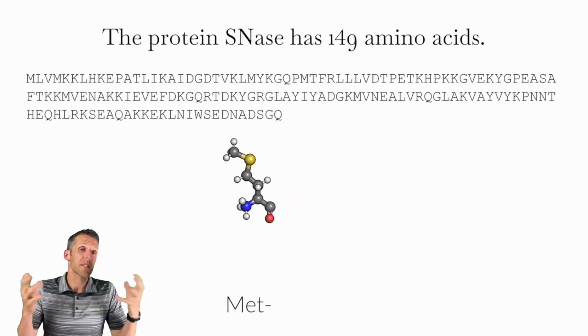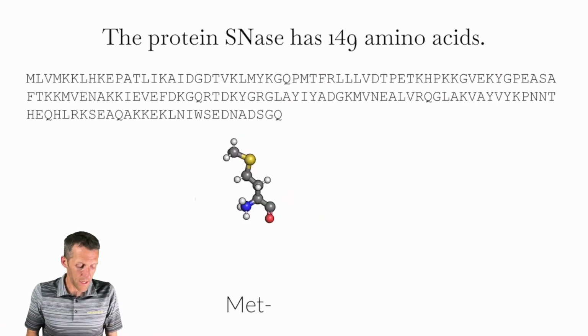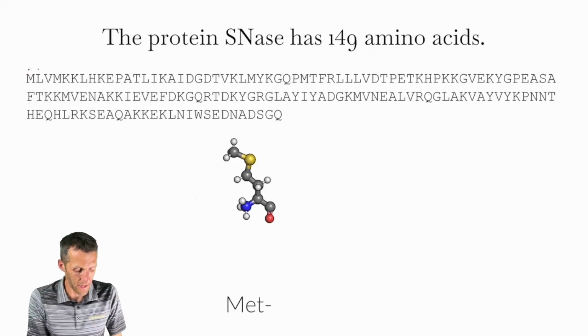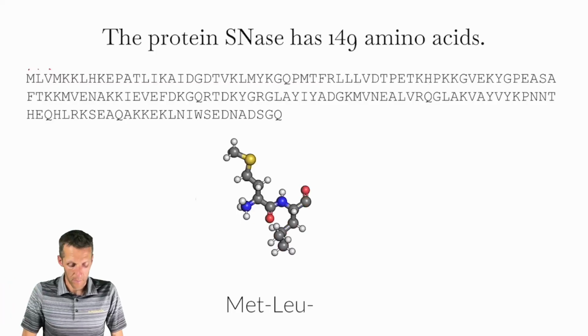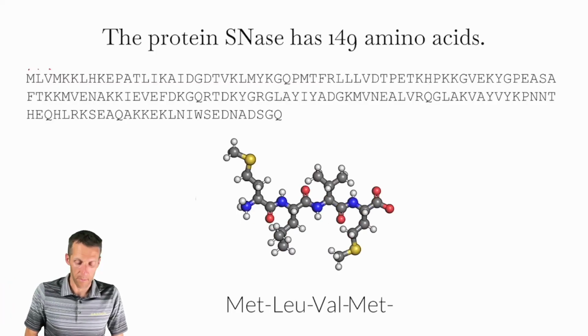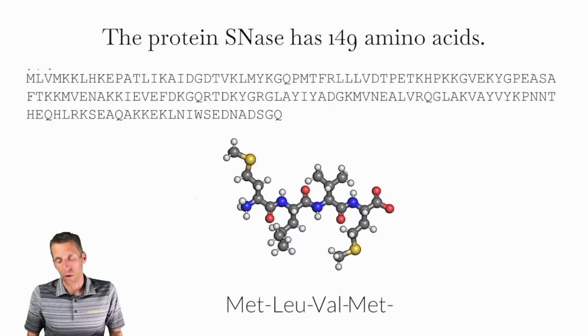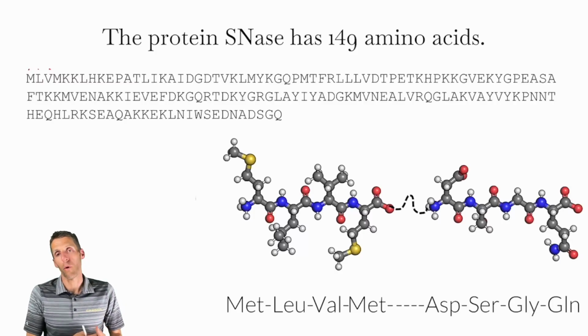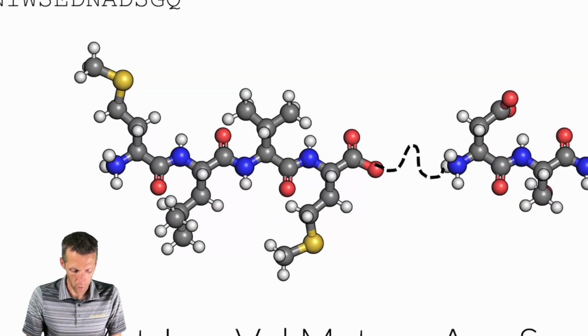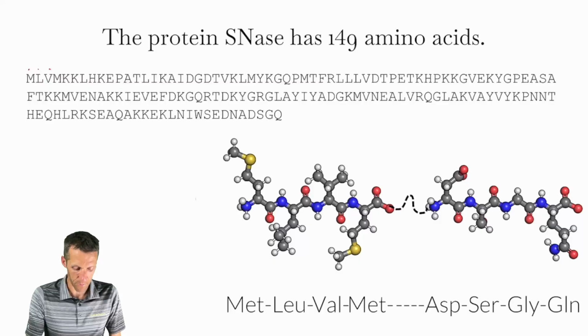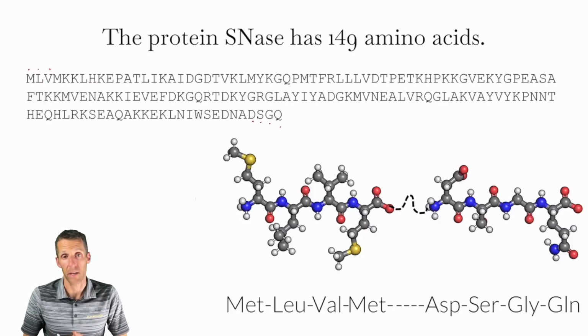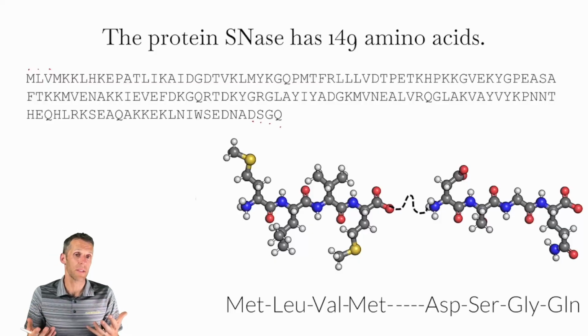Okay, so here is the amino acid sequence of staphylococcal nuclease, written in the one-letter code. If you know all of your amino acids, you'd say this is methionine, leucine, valine, and so on. To make it a little bit more chemical, here we've got a methionine, a leucine, a valine, a methionine. I'm not going to keep going through all of them because it would be a very boring video, but we'll go to the very end. We've got an aspartate, a serine, a glycine, and a glutamine. Okay, so that's the amino acid sequence.